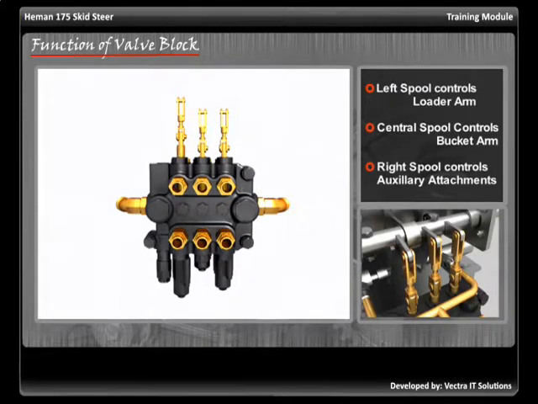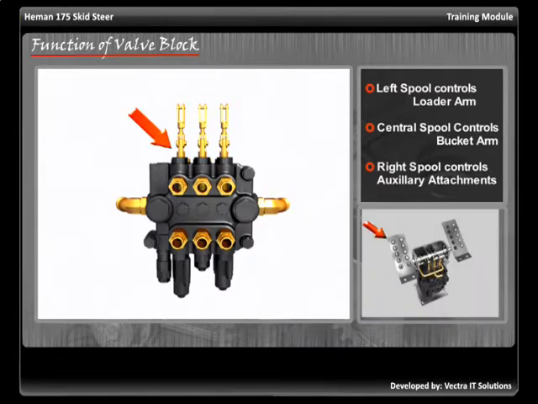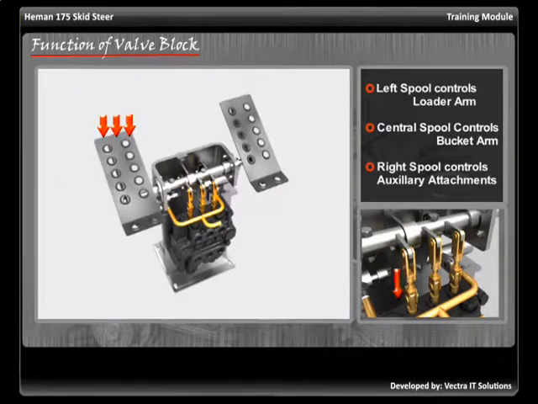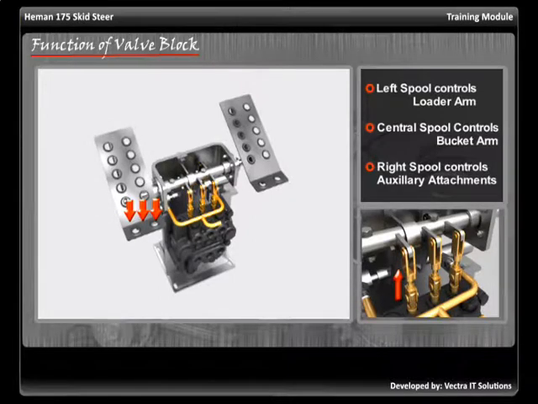All 3 spools are independent of each other, and are activated by the operator of the skid steer according to his choice. The left spool and the central spool are activated by the left foot pedal and the right foot pedal respectively. Pushing the foot pedal with the toe pushes the spool down. Pushing the foot pedal with the ankle of the foot pulls up the spool.